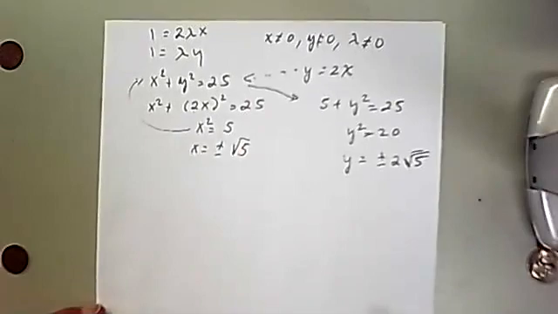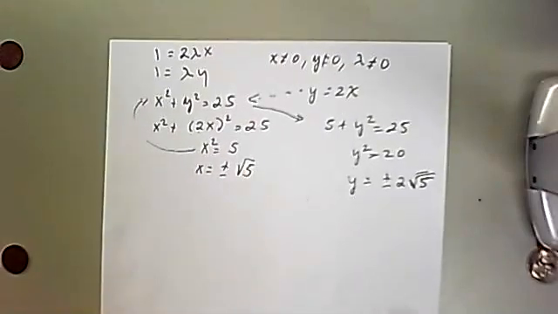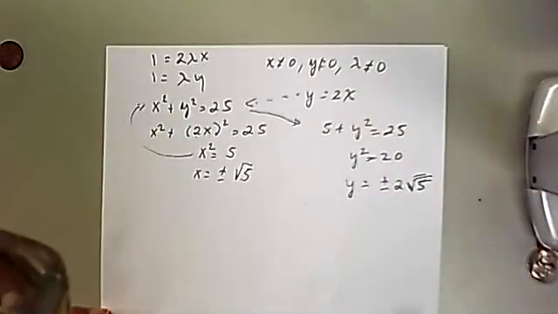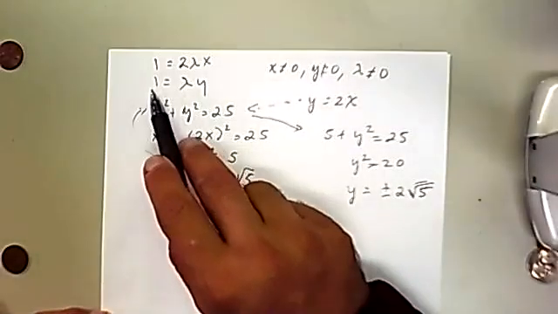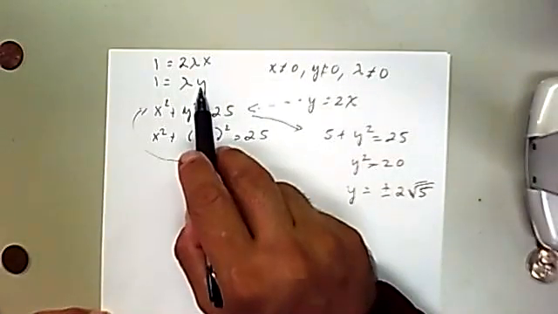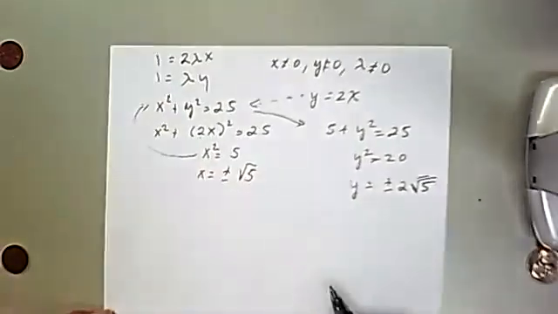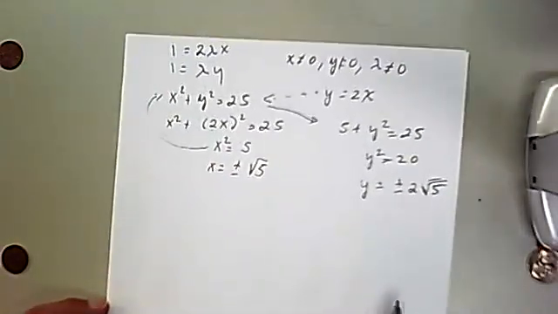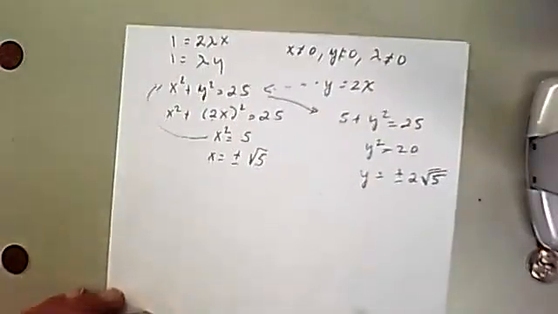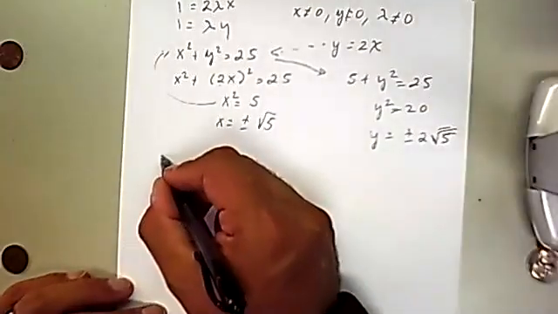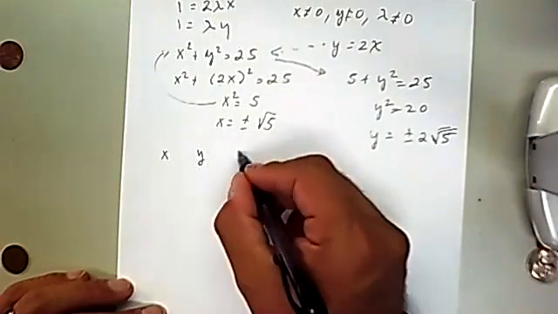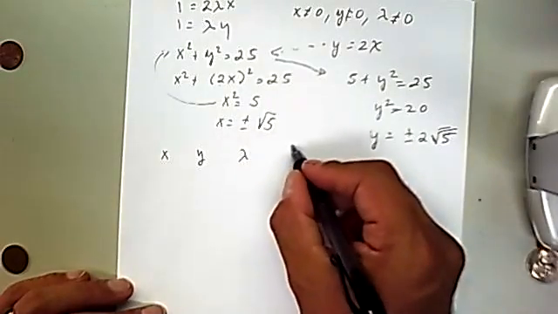So lambda is the reciprocal of y, according to this. Yep. So at this point, what I like to do is organize what we have on a table. So we're going to have x, y, lambda, and the output of the function.